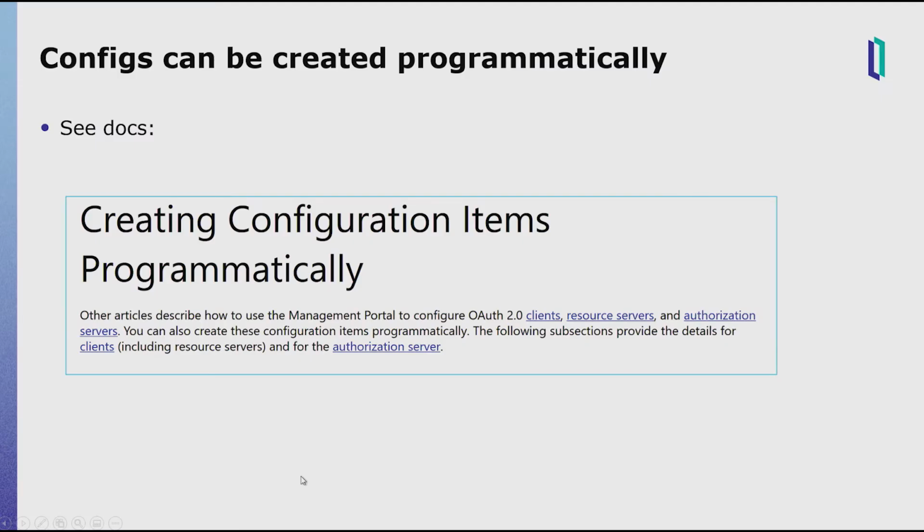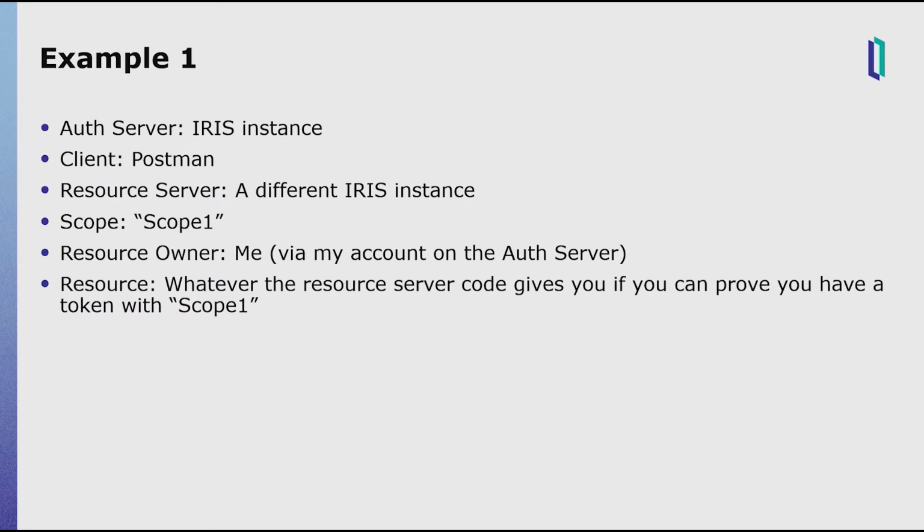Thanks kindly for that. You can also make these programmatically, so you don't have to make them by hand if you don't want. So in our first example, our authorization server is going to be an InterSystems IRIS instance. Our client is going to be Postman, which is an HTTP tool if you're not familiar with it. The resource server is going to be a different IRIS instance hosting a web application. The scope is going to be that very cleverly named scope 1.